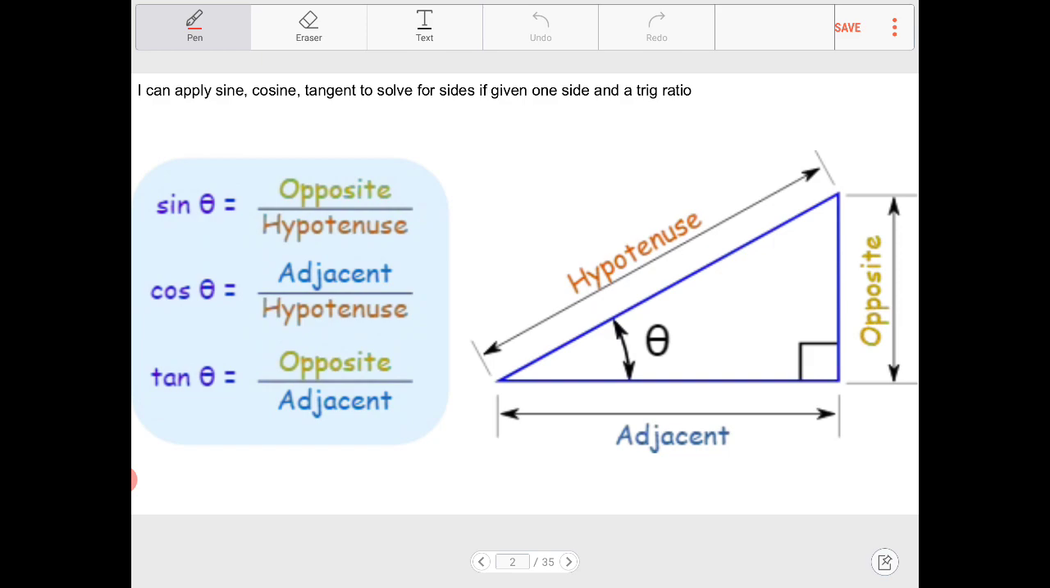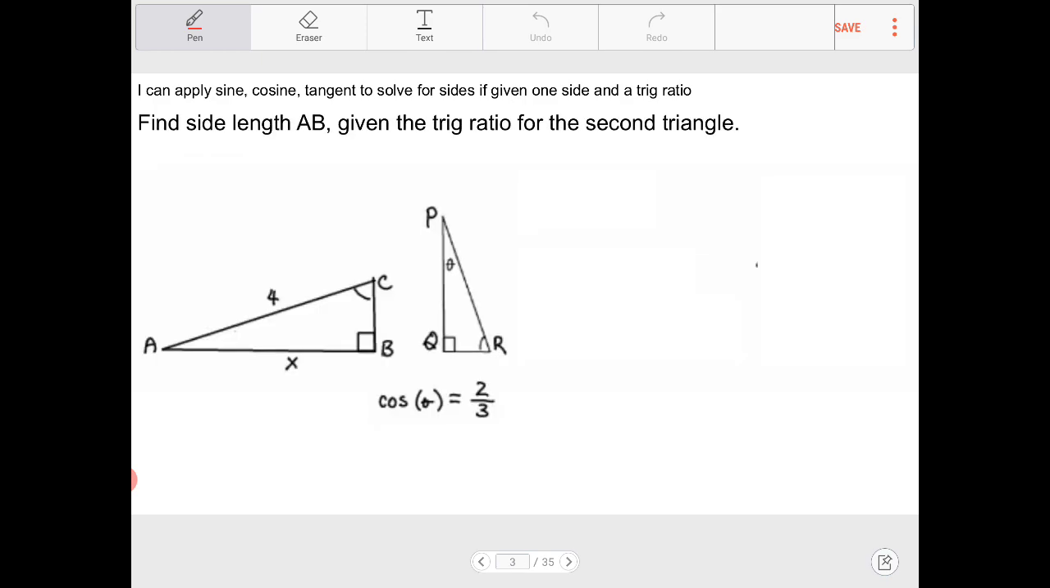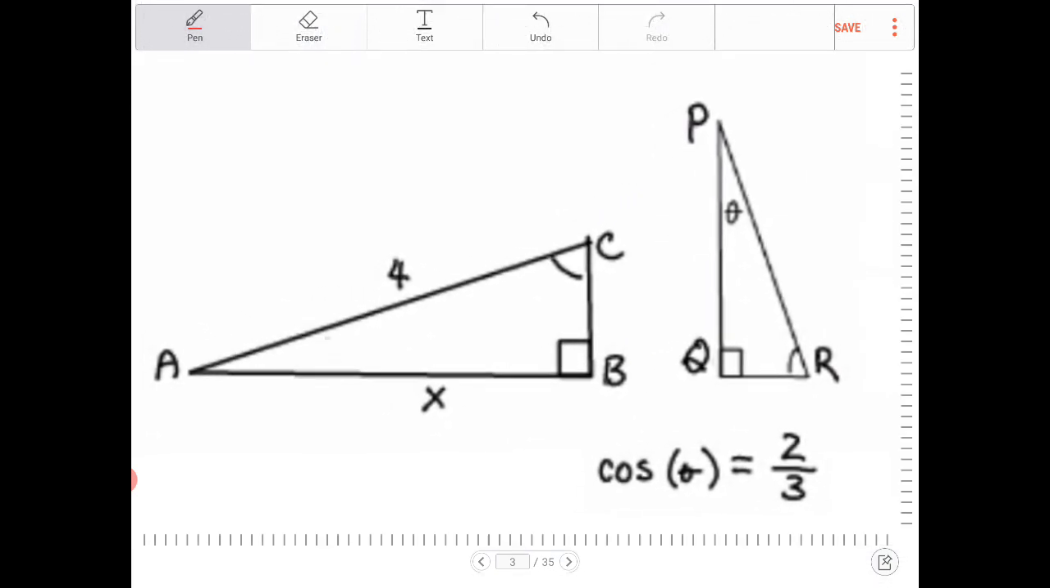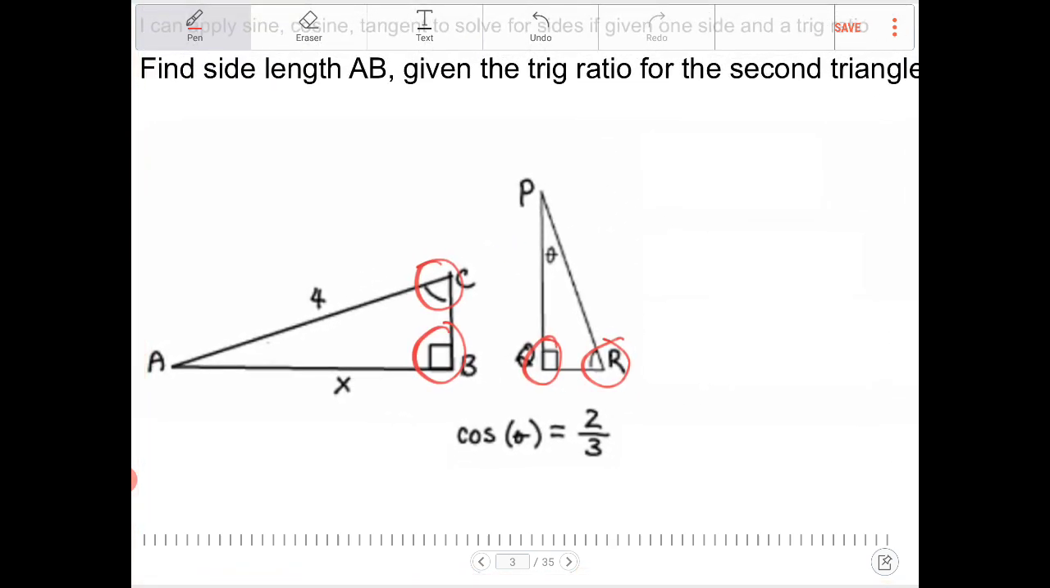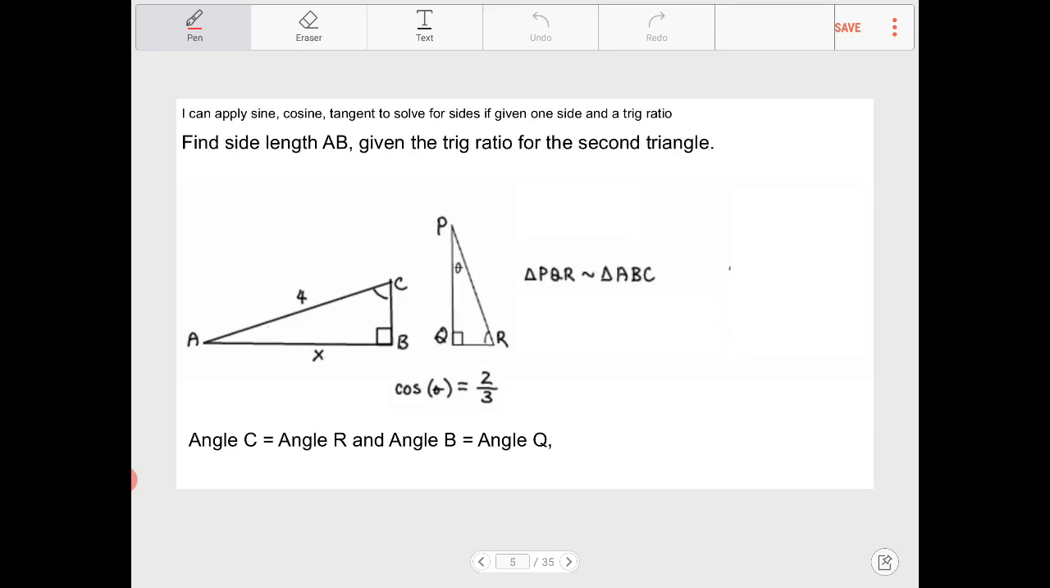So let's take a look at some other types of questions you may encounter involving sine, cosine, and tangent. Here in this case, you're asked to find out what is the side length of AB if given the trig ratio for the second triangle. This second triangle is triangle PQR, and you're told cosine of theta is equal to 2/3. Upon close inspection, you'll notice that there are two angles that are corresponding and are congruent. You'll also notice that these angles over here are also right angles, thereby making triangle PQR similar to triangle ABC.